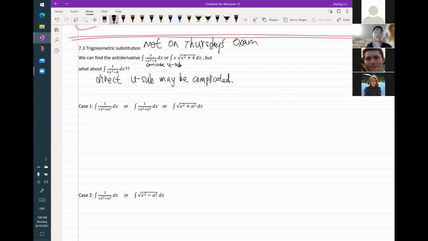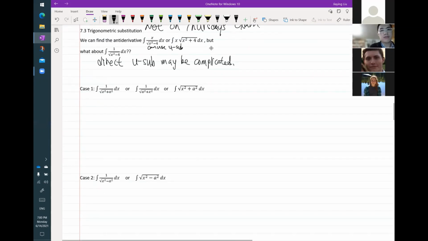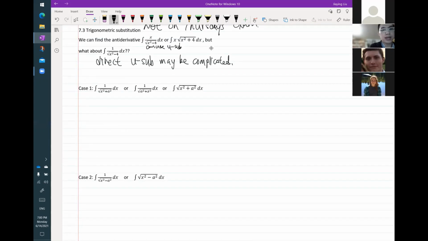Okay. So we're going to try a different kind of substitution. The first case: if you see examples with the square root of x squared plus a squared in the denominator, or just in general the square root of x squared plus a squared, and there's no other x somewhere else, or a squared plus x squared. If you have this case, what we're going to do is let x equal a times tangent theta. So we're introducing a new theta here.